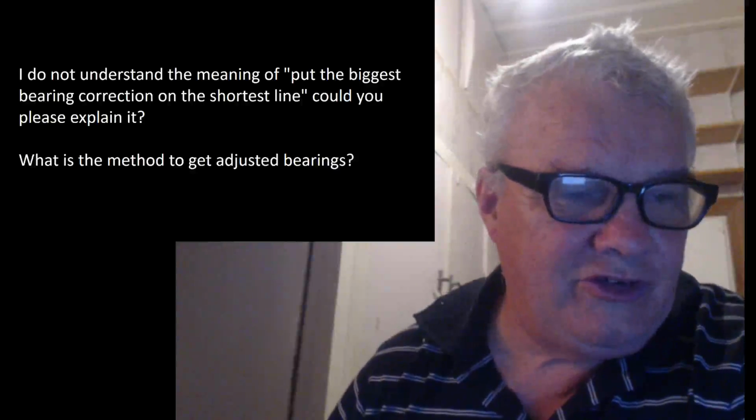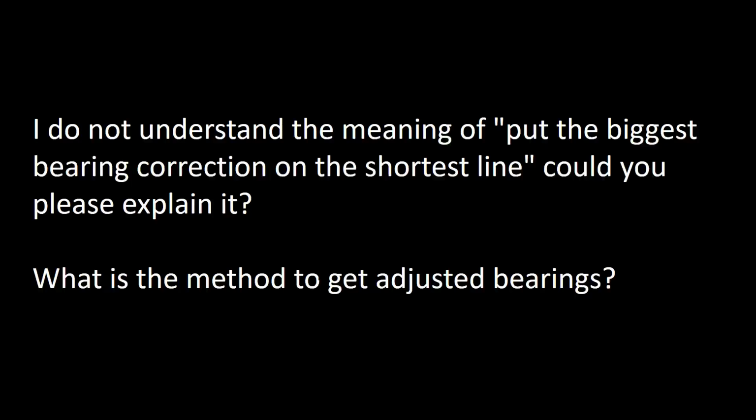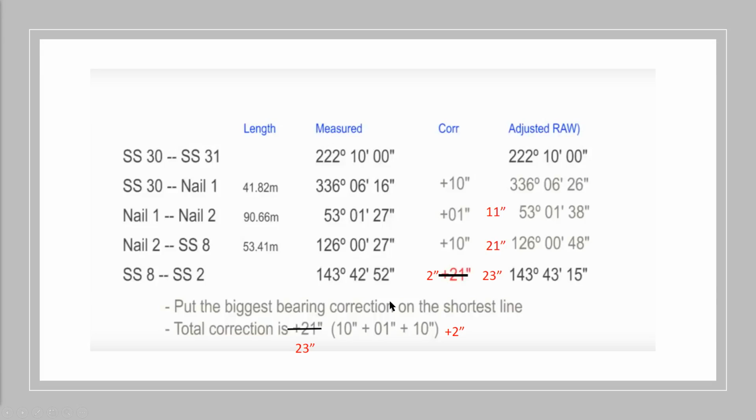So first of all, we need to look at the question, and let's get it back up. "I do not understand the meaning of 'put the biggest bearing correction on the shortest line.' Could you please explain it? And what is the method to get adjusted bearings?" Now, as you can see here, I've put a number of little bits of red there, and they indicate some little errors and perhaps points of clarification.